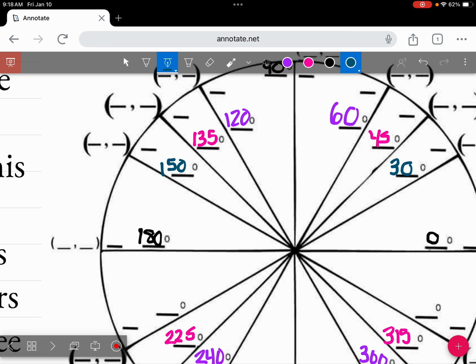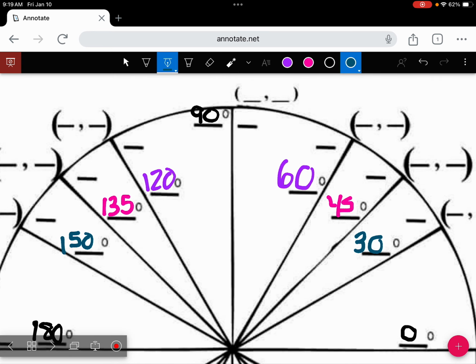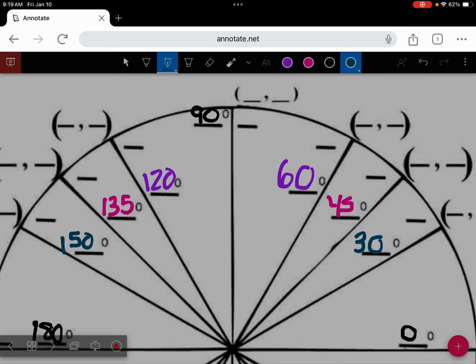Oh, do you need me to zoom in? I was going to say I can zoom into the top half if that would help. Okay.